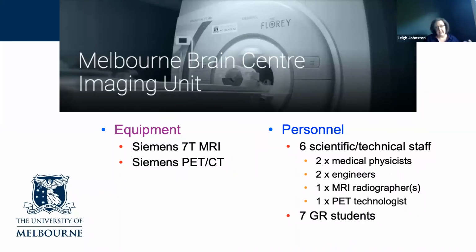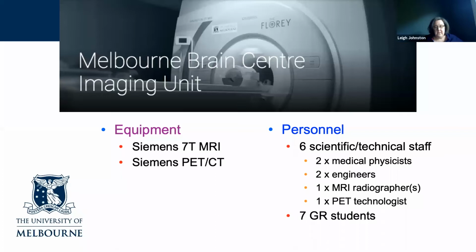And you might think that an MRI and a PET-CT, you can find them in every hospital, but our 7T machine is quite special because there's only 2 of them in Australia. There's one at the University of Melbourne and there's one up at UQ as well, and they were both purchased about 5, 6, 7 years ago as part of an EIF grant.